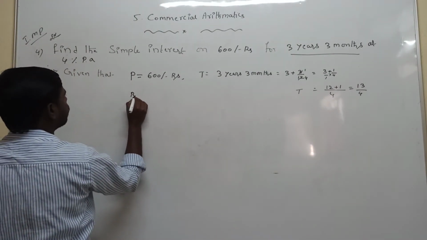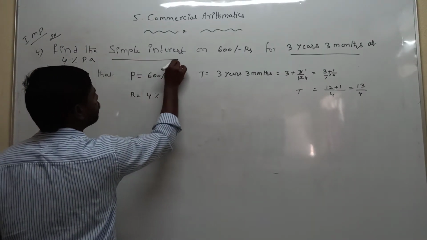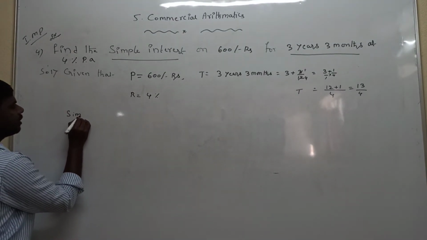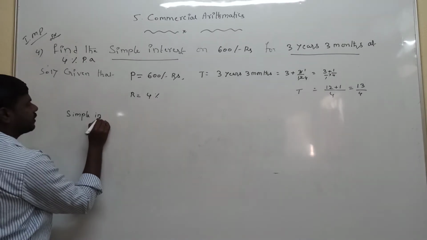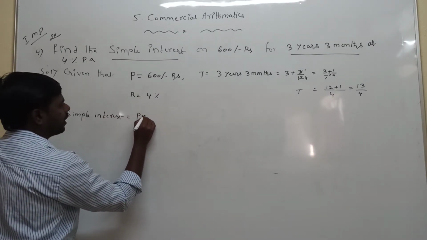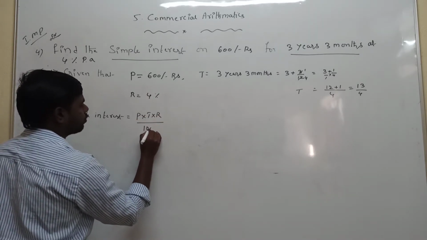Capital R, the rate of interest, is 4%. What are they asking? We need to find the simple interest. They are asking us to calculate simple interest. The formula is PTR by 100. Now substitute the values.